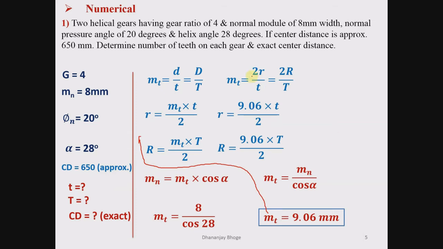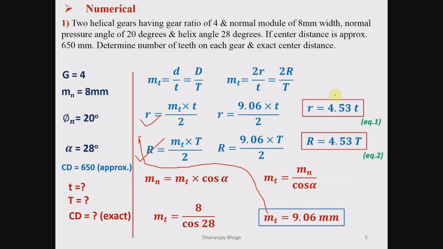मग आता MT काढल्यानंतर write down this equation r equals to MT t by 2 small r and capital R equals to MT into capital T by 2 आणि मग त्याच्यामध्ये MT ची व्हॅल्यू टाका 9.06. Now tell me the value of small r in terms of small t, किती आला r? ओके आणि कॅपिटल आर पण तेवढा असेल करेक्ट, 4.53 इनटू कॅपिटल टी.